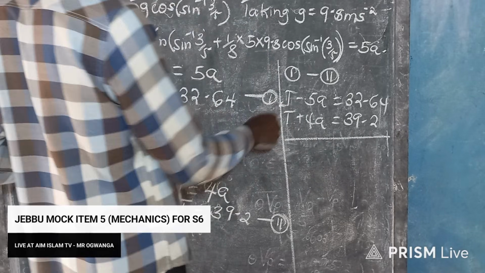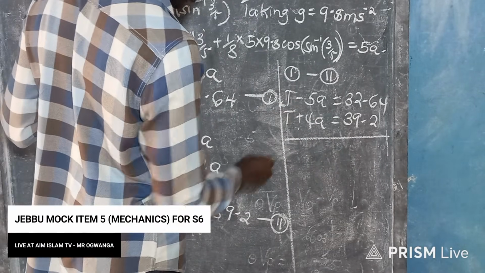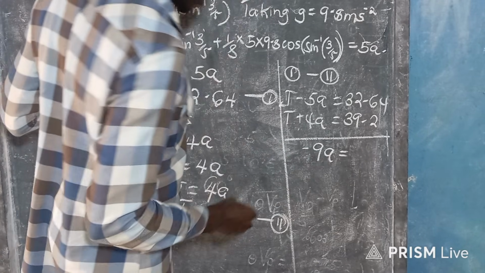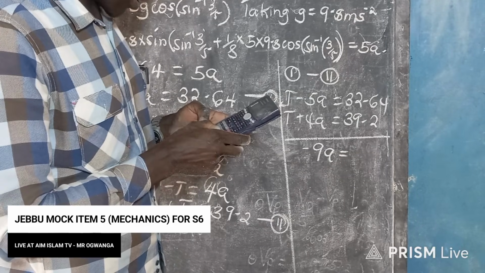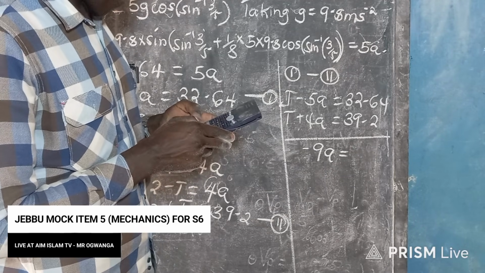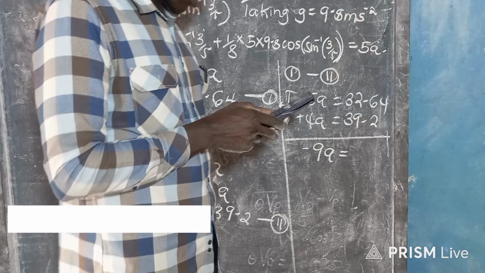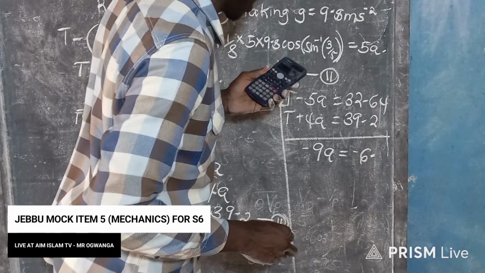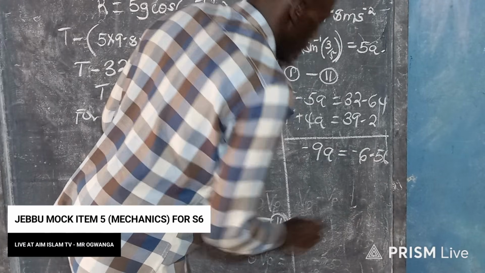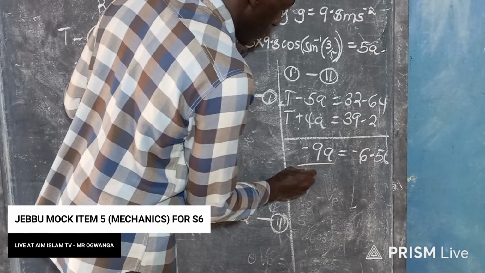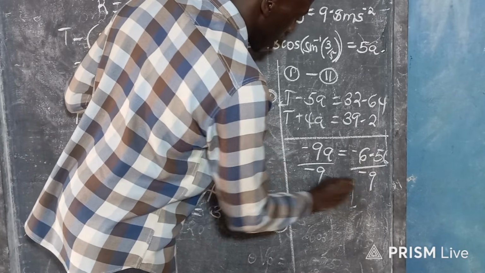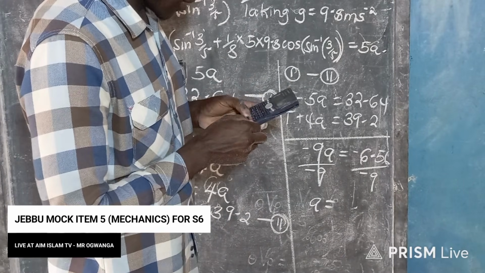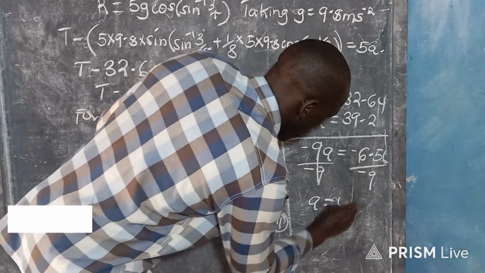Subtract this one here, meaning that if I subtract T minus T, it will go, which will be giving us negative 9a equals 32.64 minus 39.2. This one has given us negative 6.52. Then you can get a by dividing by negative 9. Our acceleration, if I divide by negative 9, is 0.7.